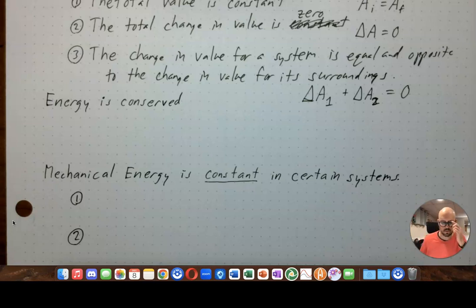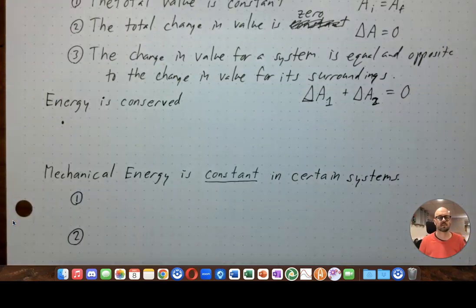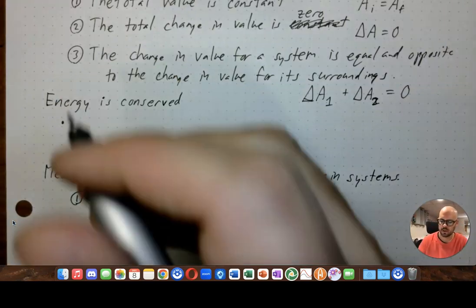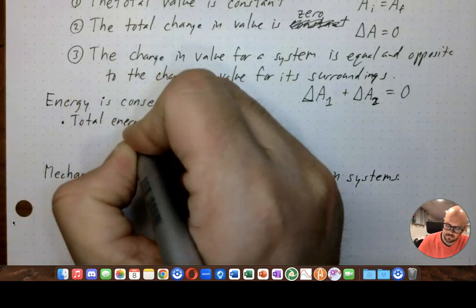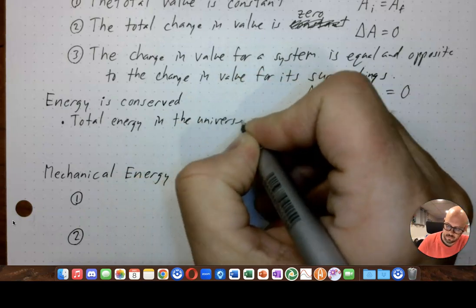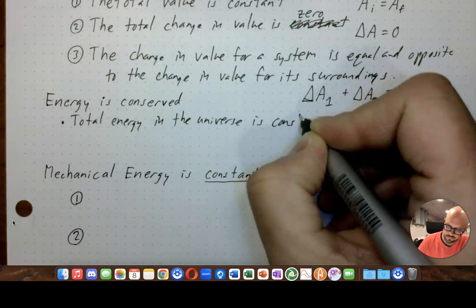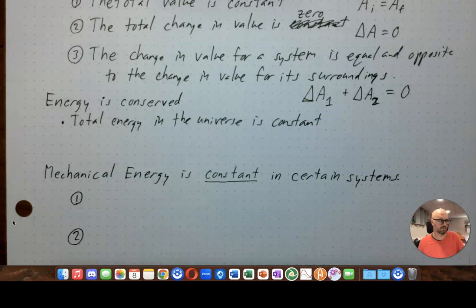Energy is conserved. So we talk about just a sliver of what energy is. And so if we just talk about energy on the whole, we can say something like the total energy in the universe is constant. And so that's like, in theory, before the Big Bang, during the Big Bang, after the Big Bang, and every minute since, the total amount of energy available in the universe hasn't changed.